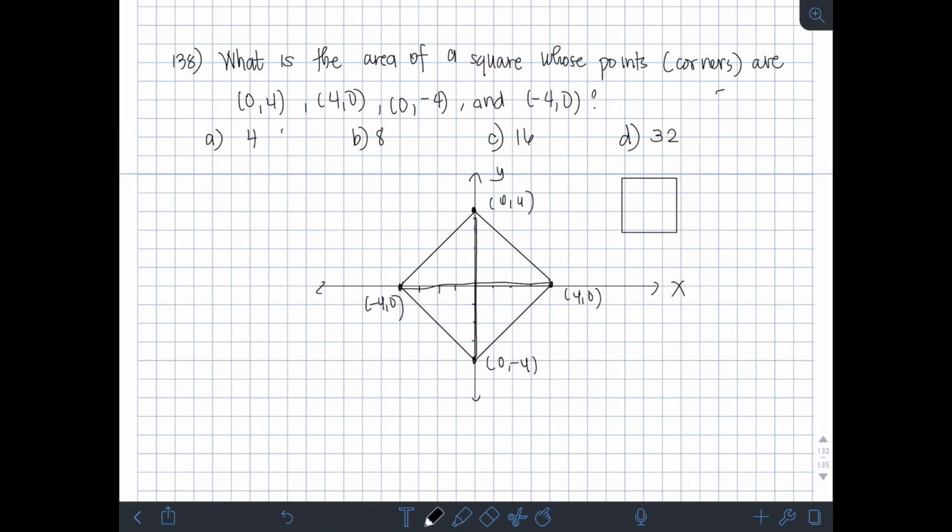So, mabibilang natin. Ilang units yan? Mula dito hanggang dito, bilangin natin. 1, 2, 3, 4, 5, 6, 7, 8. So, 8 units yung diagonals.